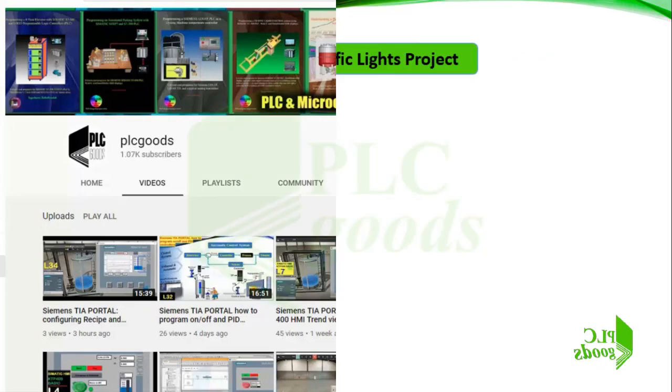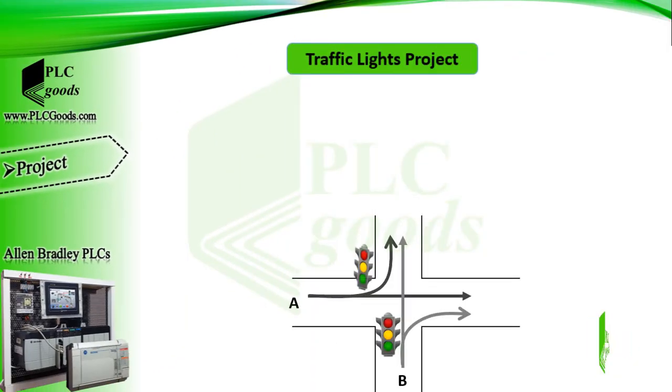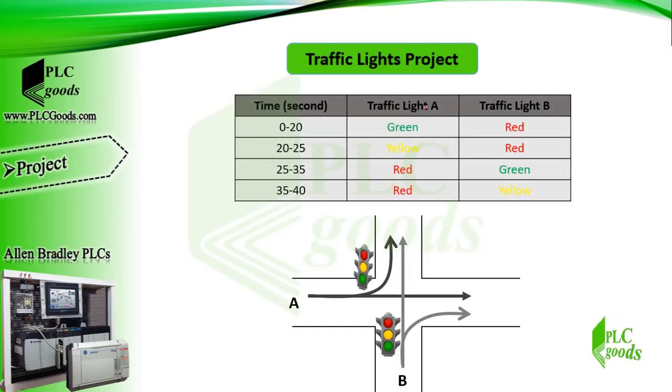Alright, let me define a simple traffic lights project based on this simple intersection. Here we have two streets, A and B. I want to write a simple program to control two traffic lights. When I press a start push button, first, A street must be open for 20 seconds. During this time, the red light of B street will be on.